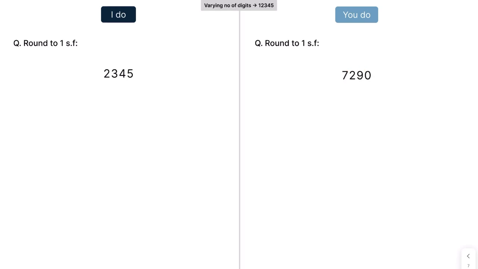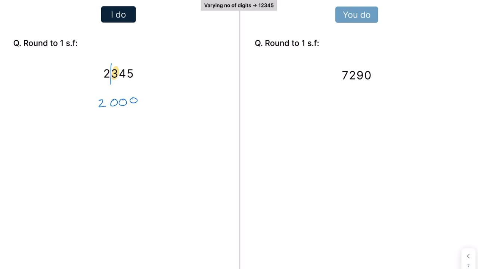So now we've got 4-digit numbers, but again, same principles apply. Draw your line, look at the decider, which is the number after the line, and then use that to figure out whether you round up or leave the same. So in this case, we leave it the same. And the number of zeros match the number of digits after the line.